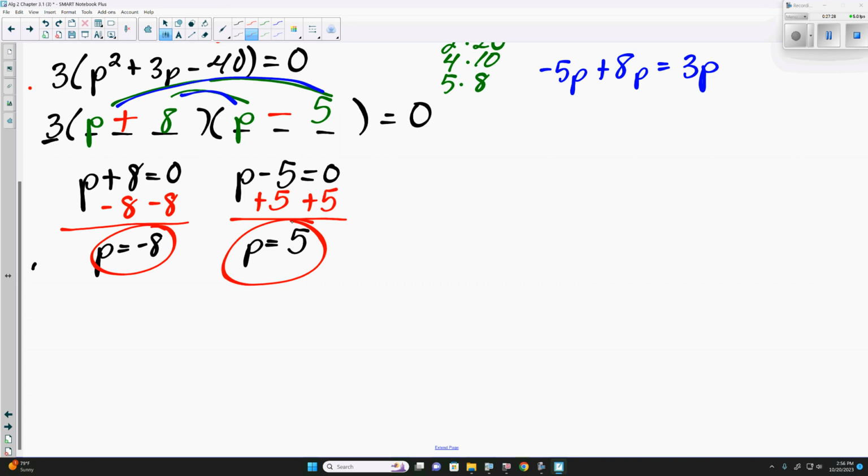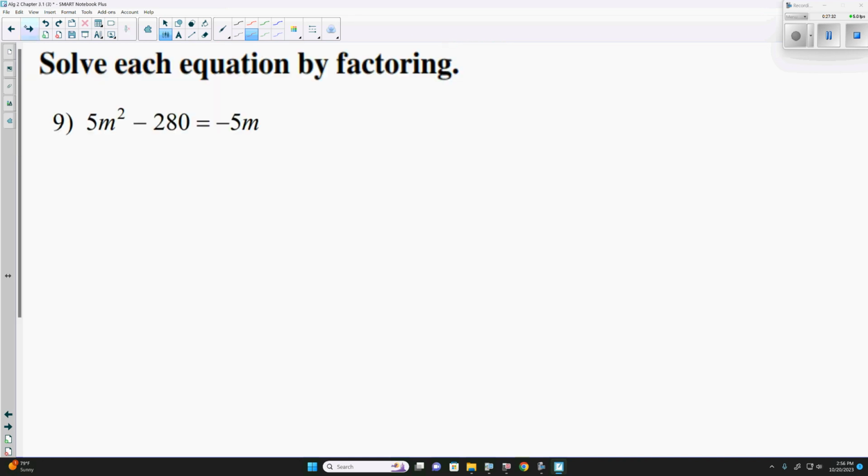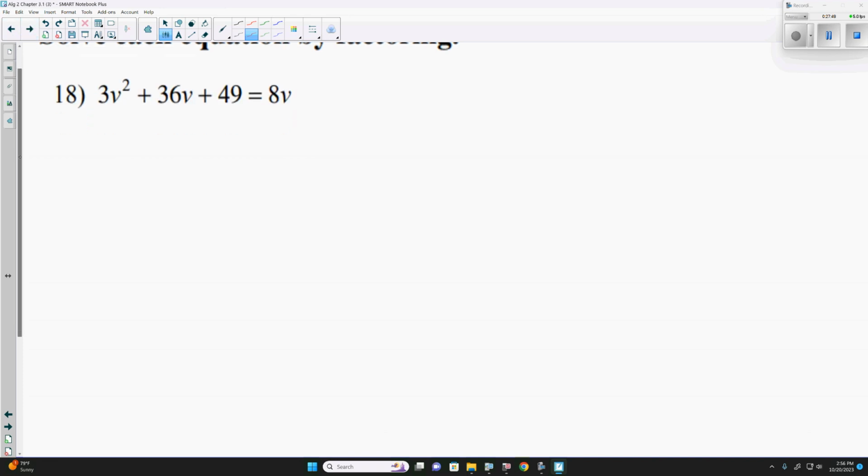Questions on this here? With the last three, I think doing one more would be good. Which one do y'all want to look at? Or the last two? Number 18. This one here? Okay. Now again, we need this equal to 0.